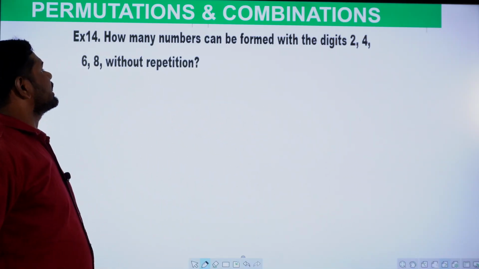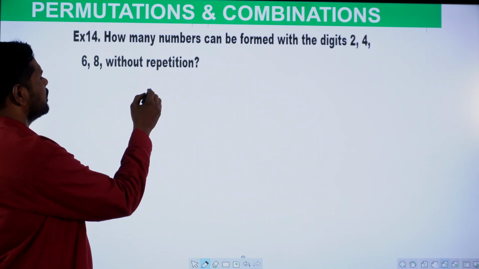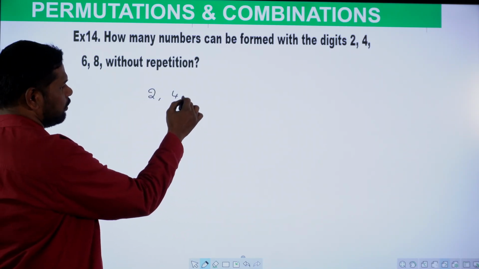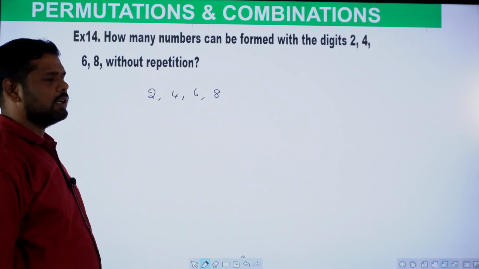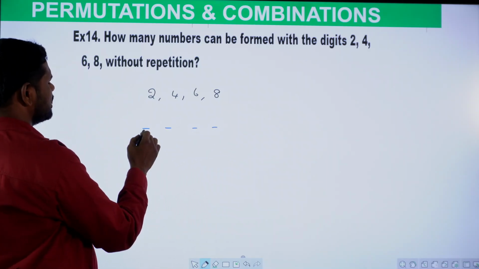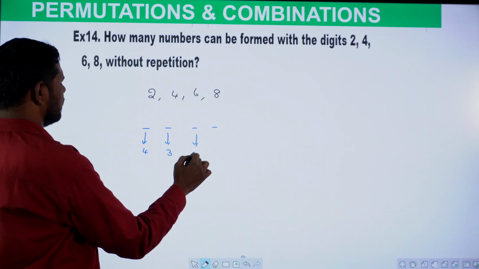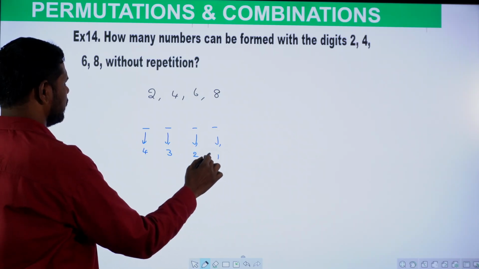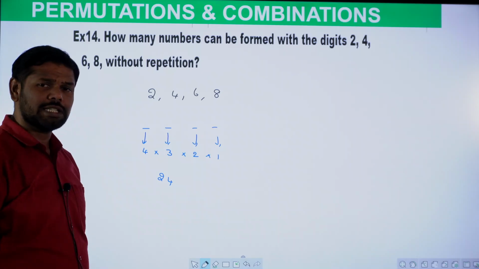How many numbers can be formed with the digits 2, 4, 6, 8 without repetition? Again, one more important one. 2, 4, 6, 8. How many numbers can be formed? In general, 1, 2, 3, 4. Without repetition means any one of the 4, any one of the 3, any one of the remaining 2, then 1. 4 into 3 into 2 into 1, 24, that is the answer. Definitely it must be there.